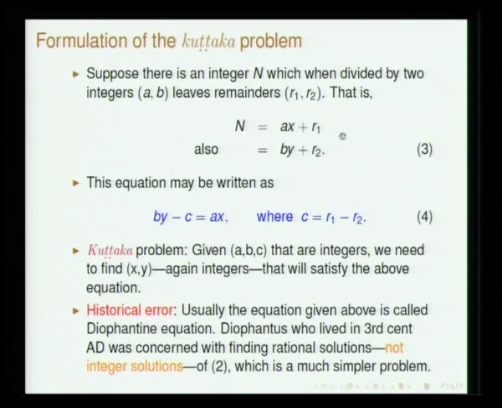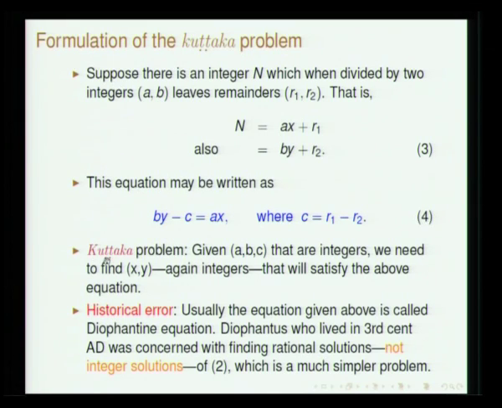It can be easily seen that this can be represented in a particular form. We choose this way: by minus c is equal to ax, where c is the difference of the two remainders r1 and r2. So the problem is, given a, b and c, we have to find integer solutions for x and y. This is what Kutakara is all about.